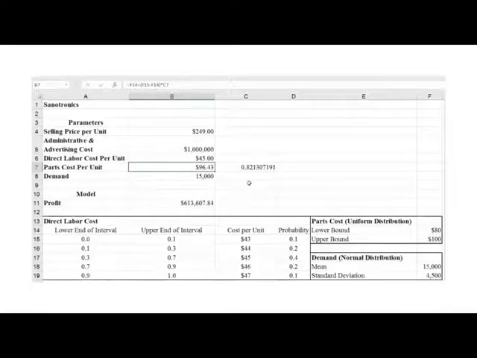Tapping F9, we get a random number of value of 0.82. This corresponds to a parts cost per unit of $96.43. This means that $96.43 is 82.1% of the way between 80 and 100.